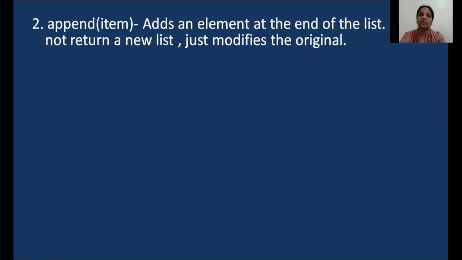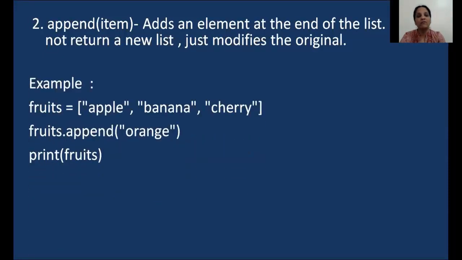The second function is the append function. What does this function do? Whatever item you write as a parameter to the append function, this item gets added on to your list at the end. So remember, it's modifying the original list and not just giving you a new list. Okay, so if I have fruits as apple, banana, and cherry, and if I say append(orange), orange is going to be added to the list called fruits. But where is it going to be added? It's going to be added at the end.